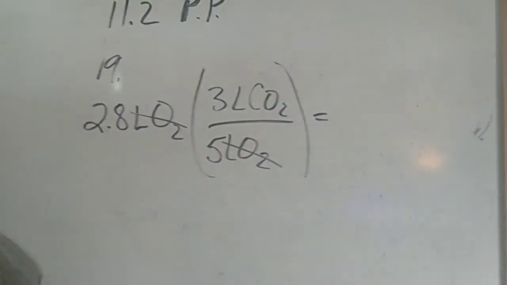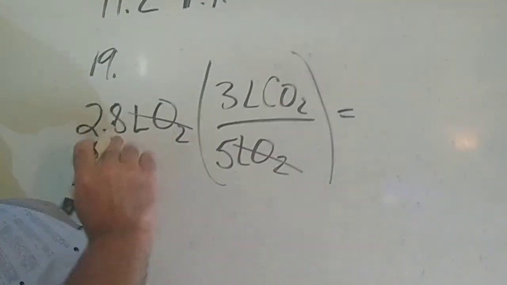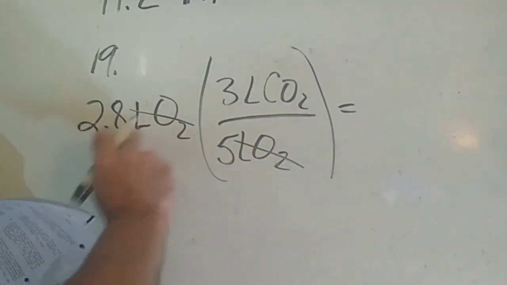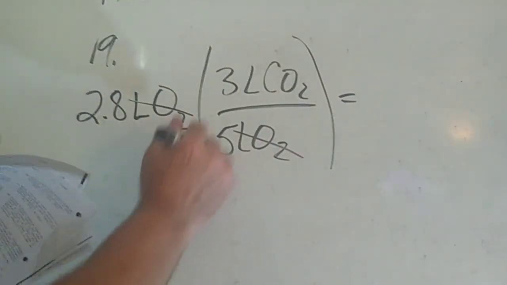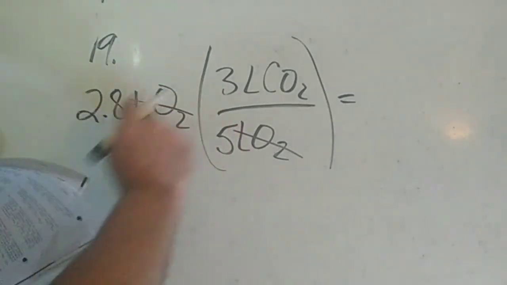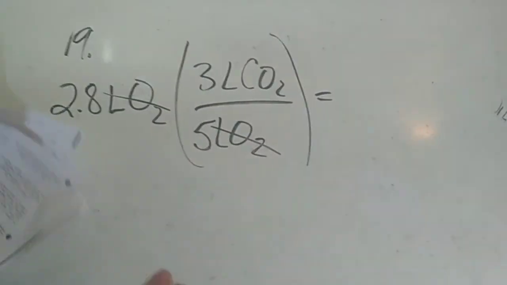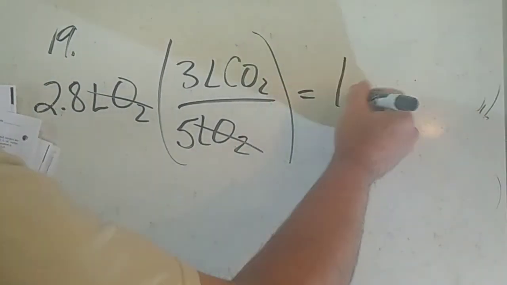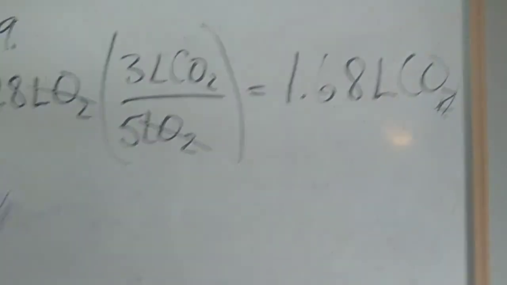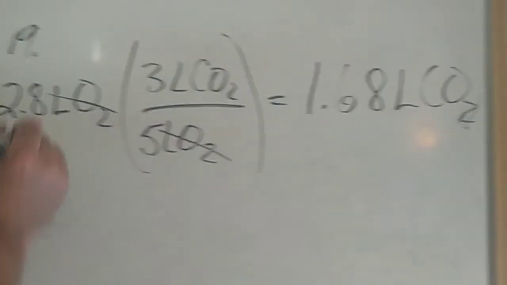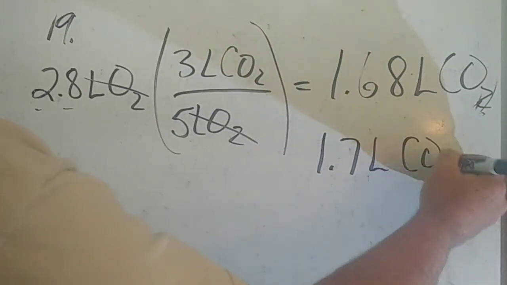divided by 5. Now, one of the things that does happen is when you cancel things out, sometimes we get going so fast, we'll go 2.8 times 3, and we'll forget to divide by that coefficient on the bottom. Don't forget, we had to multiply by 3, divide by 5, or divide by 5, multiply 3, whatever you need to do. You should come out with 1.68 liters of CO2. But that's not the right answer because there's only 2 sig figs. So you should get 1.7 liters of CO2.